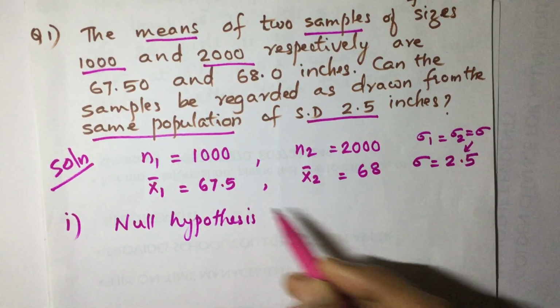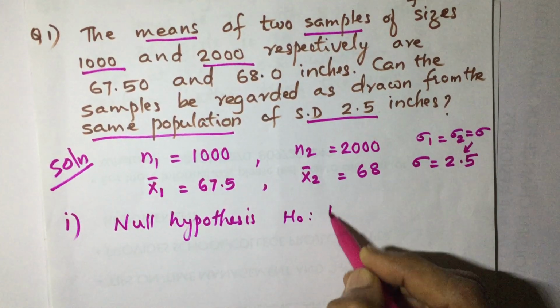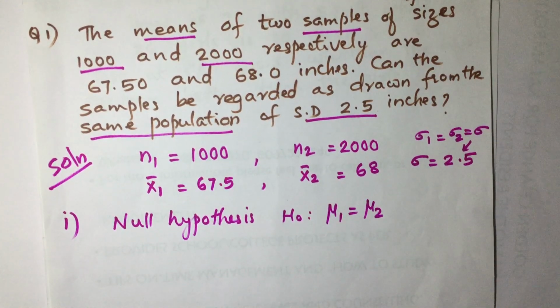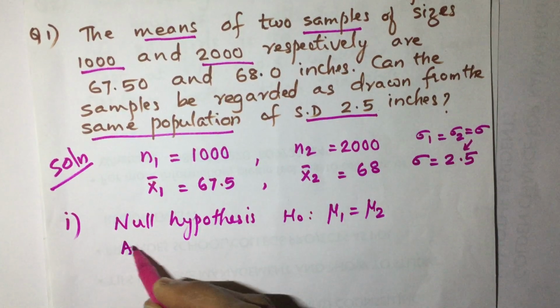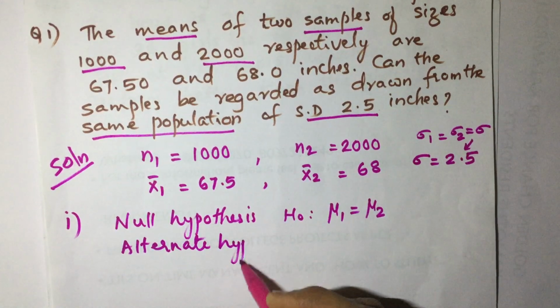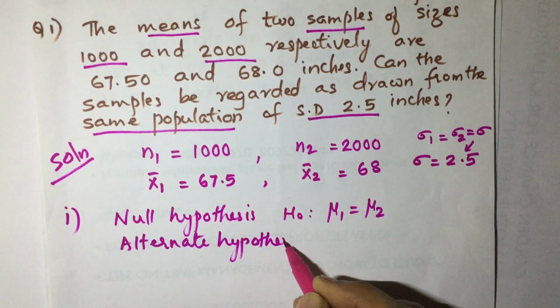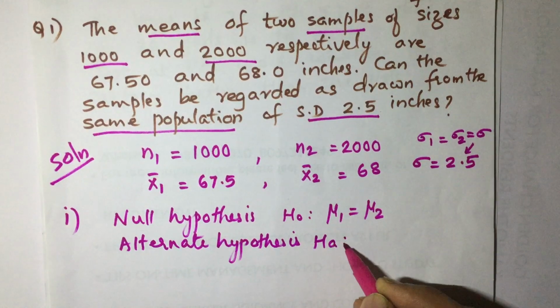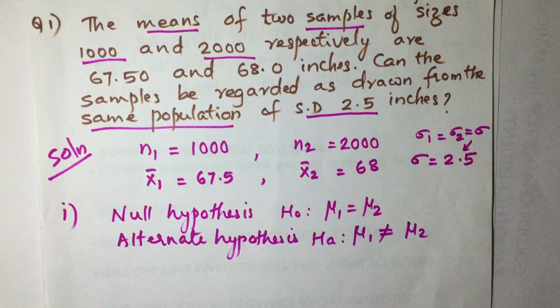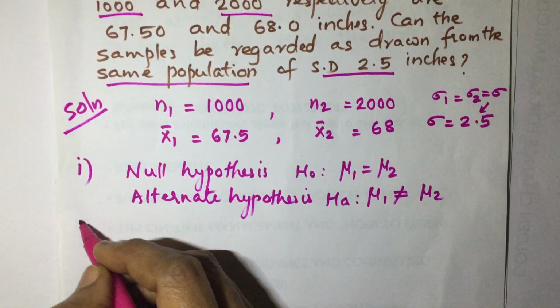Null hypothesis H0: mu1 equal to mu2, meaning you need to test whether there is any difference. So we are assuming they are equal. In the null hypothesis we assume the means are equal, mu1 equal to mu2. Therefore the alternate hypothesis HA is mu1 is not equal to mu2. For each step here you will have marks, so write the steps correctly.